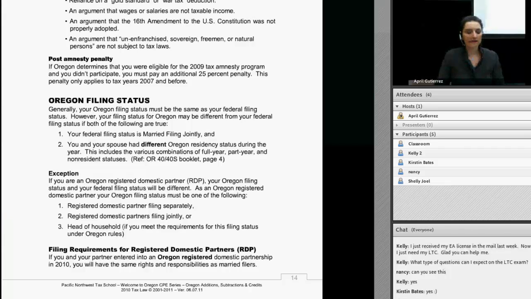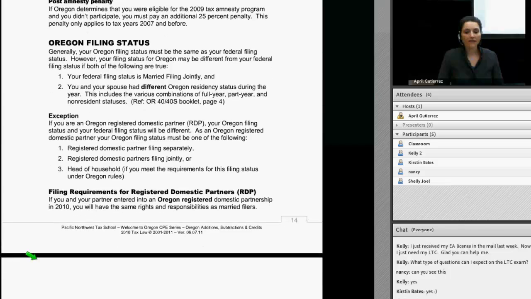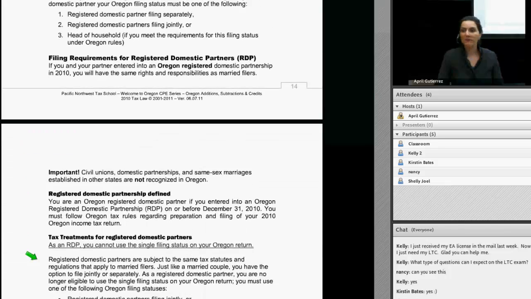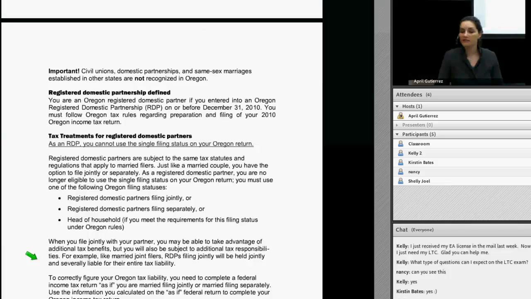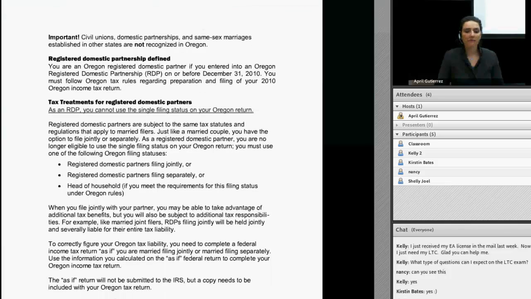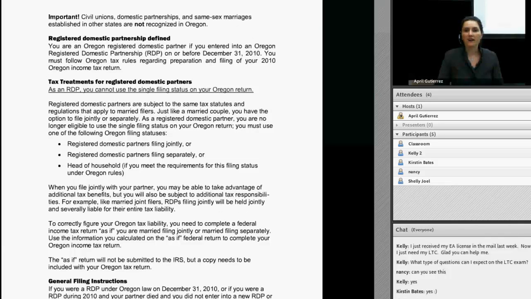Filing requirements for registered domestic partners, or RDP. If you and your partner entered into an Oregon registered domestic partnership, and I've highlighted Oregon registered because Oregon registered is the only kind of partnership that matters, in 2010 you will have the same rights and responsibilities as married filers when it comes to your Oregon tax return. Important: civil unions, domestic partnerships, and same-sex marriages established in other states are not recognized in Oregon.